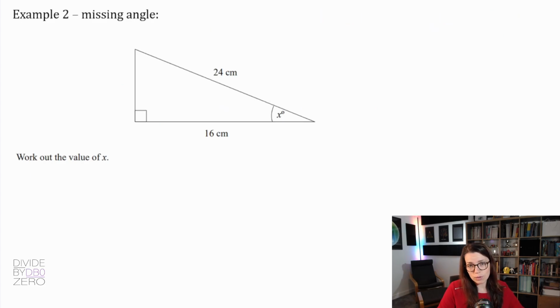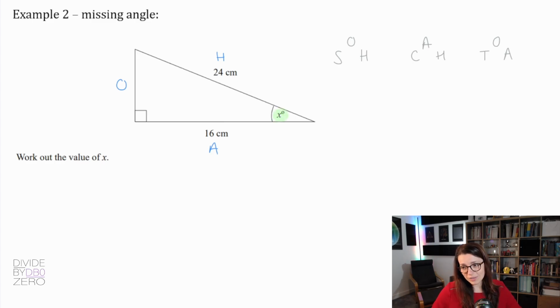The second example I wanted to show you is when you have a missing angle rather than a missing side. So the first step is identical. You're going to label your sides, H for hypotenuse, O for opposite, A for adjacent, and we can write the formula triangles, SOH, CAH, TOA, in that specific order. Then we can do our highlighting.